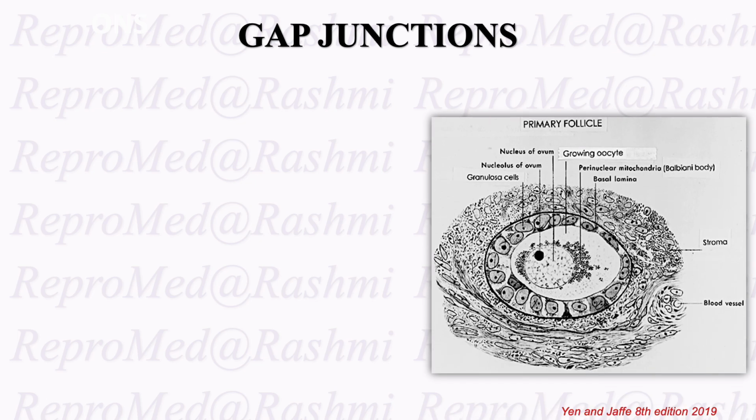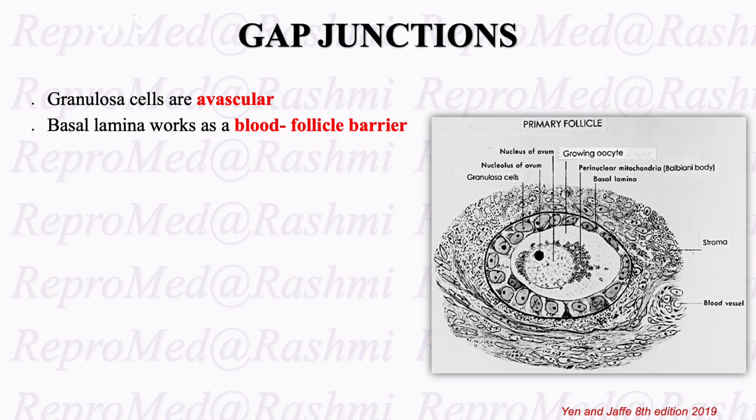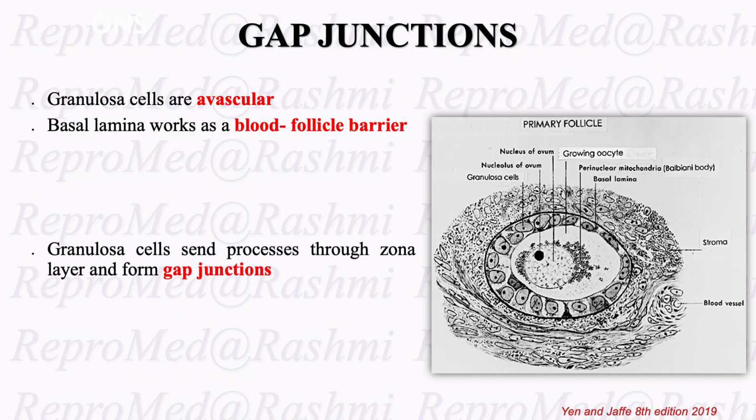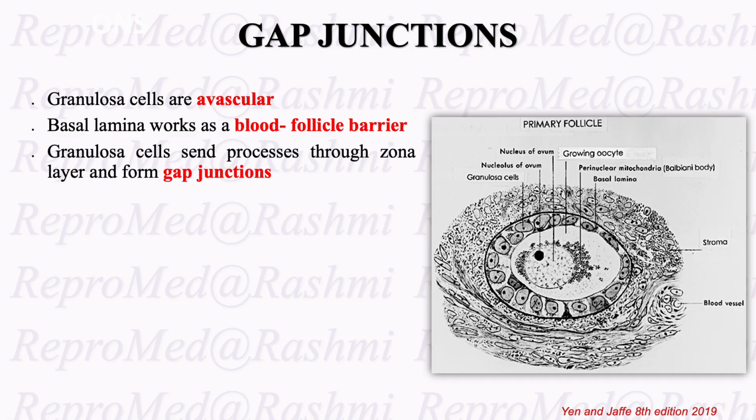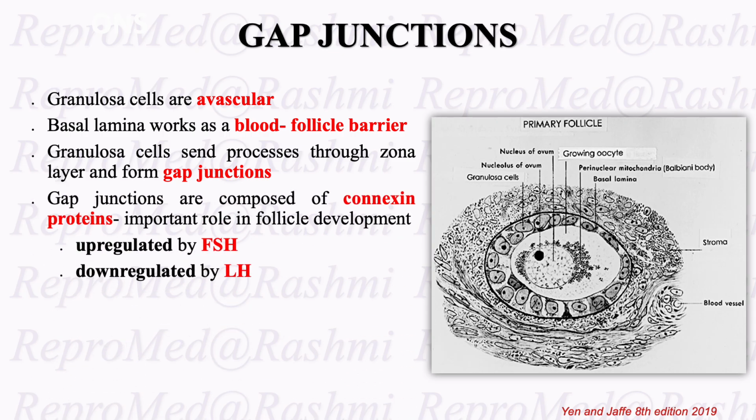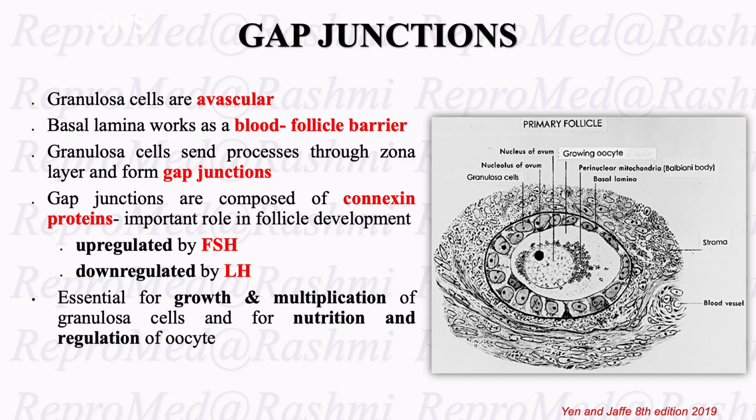Coming on to gap junctions, the granulosa cells are avascular. The basal lamina works as a blood follicle barrier. Granulosa cells send processes through the zona layer and form the gap junctions. Gap junctions are composed of connexin protein, which plays an important role in follicular development. Gap junctions are upregulated by FSH but downregulated by LH. They are essential for growth and multiplication of granulosa cells and for nutrition and regulation of the oocyte.